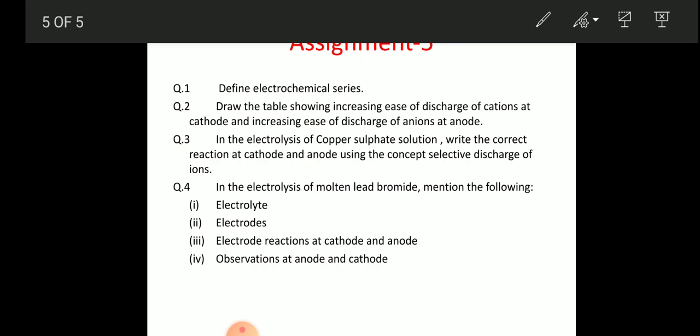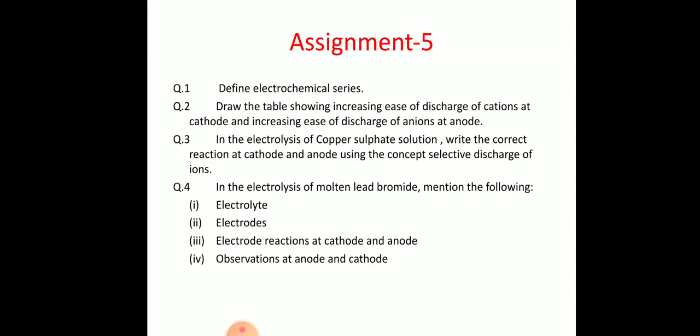Next, assignment 5. Question number 1 is: define electrochemical series. Question number 2 is: draw the table showing increasing ease of discharge of cations at the cathode and increasing ease of discharge of anions at the anode. So in this you need to draw two tables for cations and anions, their order. Okay. And question number 3: in the electrolysis of copper sulfate solution, write the correct reaction at the cathode and anode using the concept of selective discharge of ions, as I discussed.